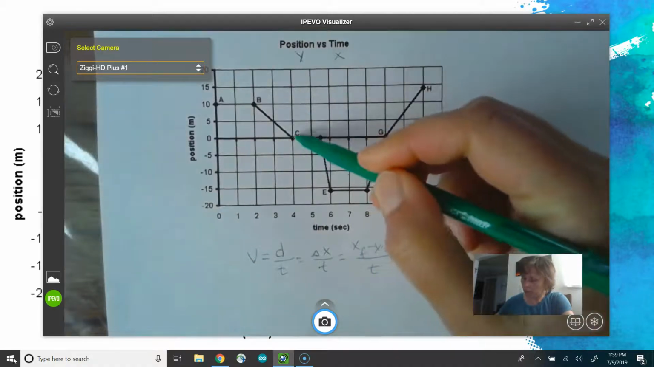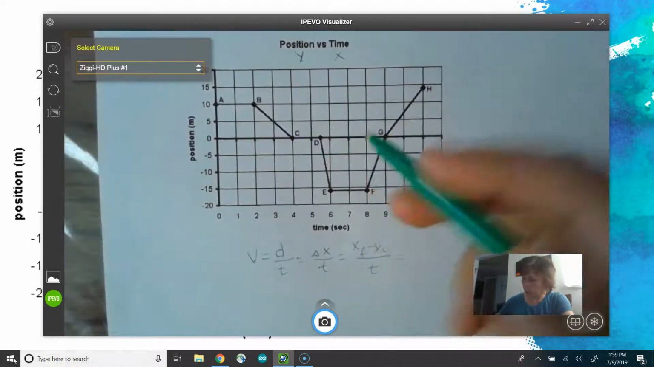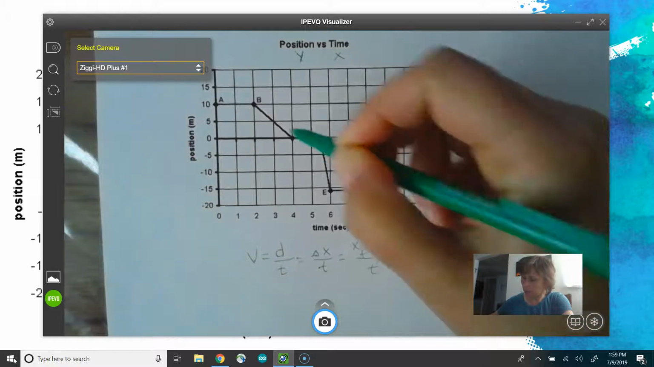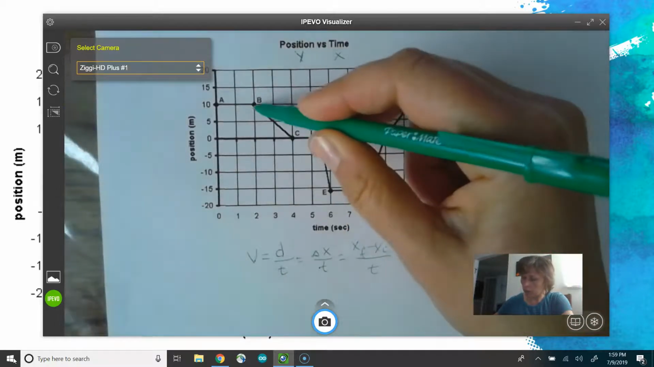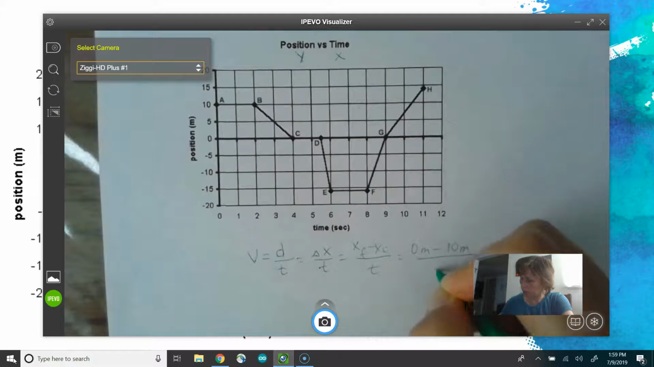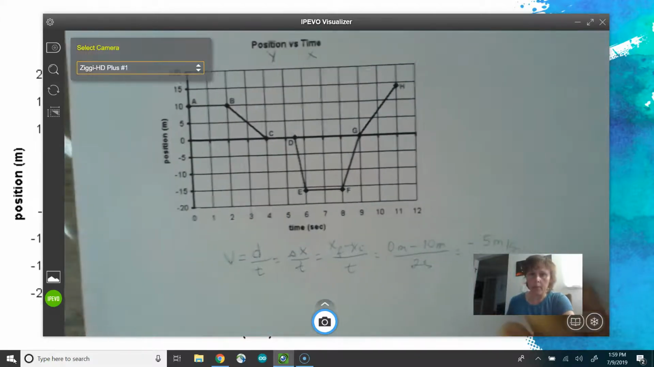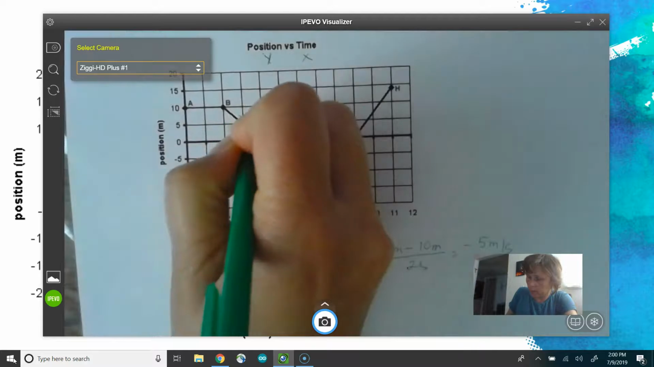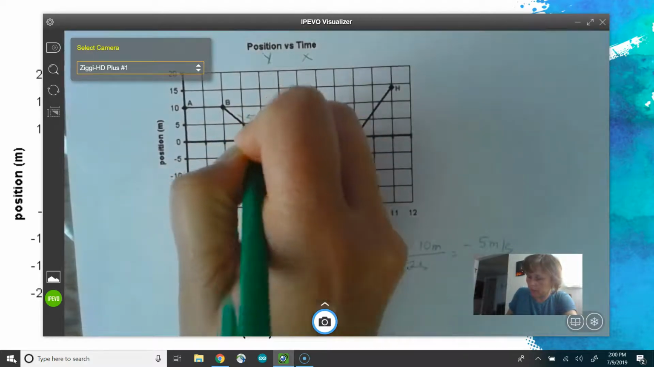So what's the x final? This is point C, which is 0 meters, minus what's the x initial? It's 10. It's point B, 10 meters, over 2 seconds. It is going to be negative 5 meters per second. That is the velocity between B and C, negative 5 meters per second.